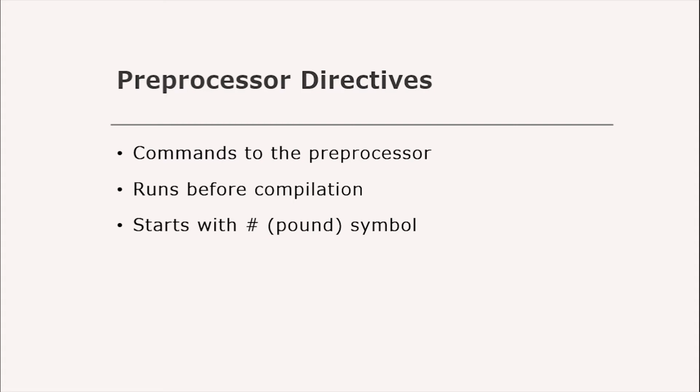A preprocessor directive usually starts with a pound symbol, like so, as highlighted here. Don't you dare call it a hash. That is a pound symbol. For now, we will be looking at the include preprocessor directive.